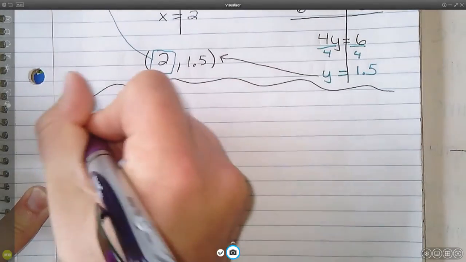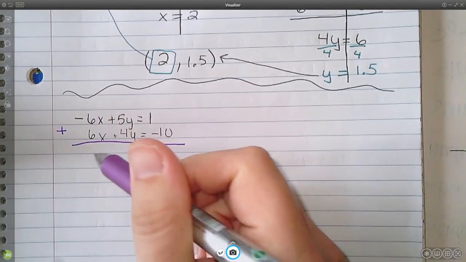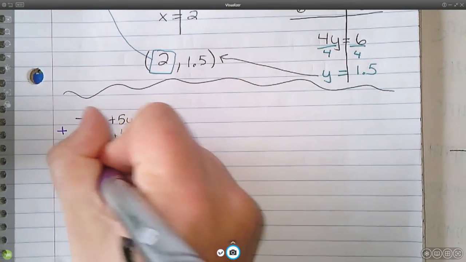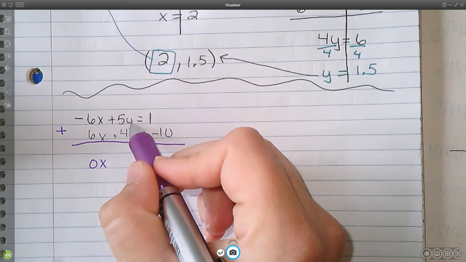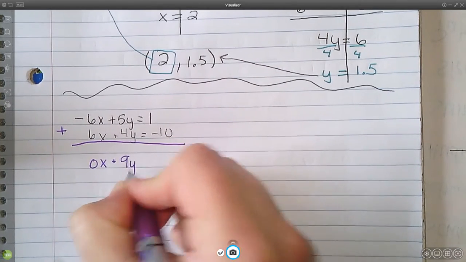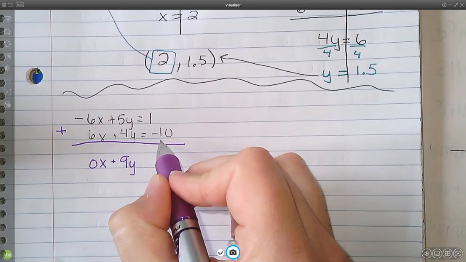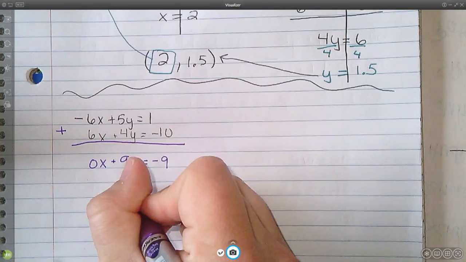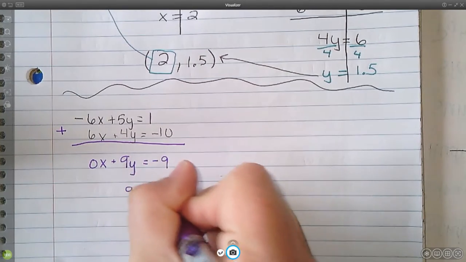Draw the line underneath, and put a plus sign. We're just going to add straight down. Negative 6x plus 6x is 0x. 5y plus 4y is 9y. And then 1 plus a negative 10 gives you negative 9. So we have 9y equals negative 9.